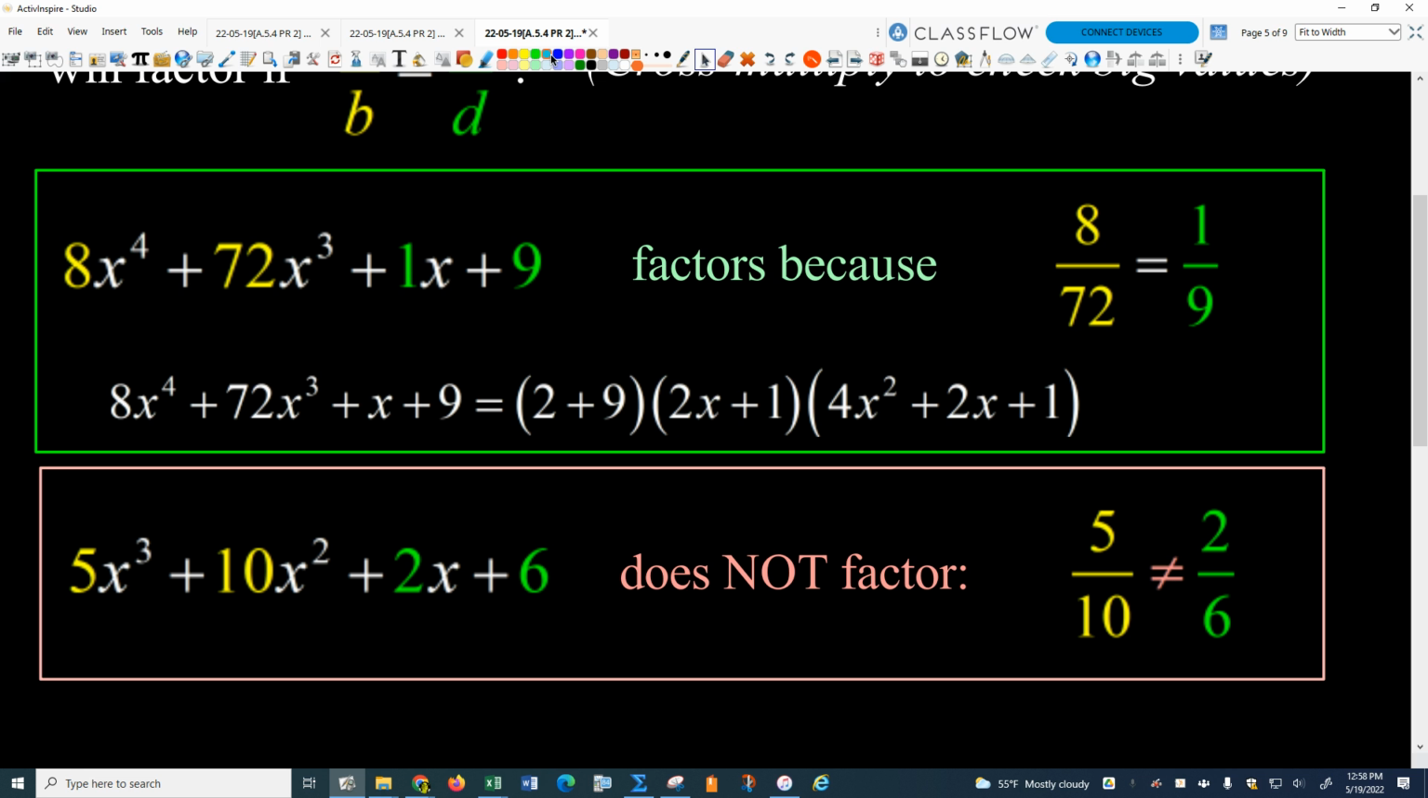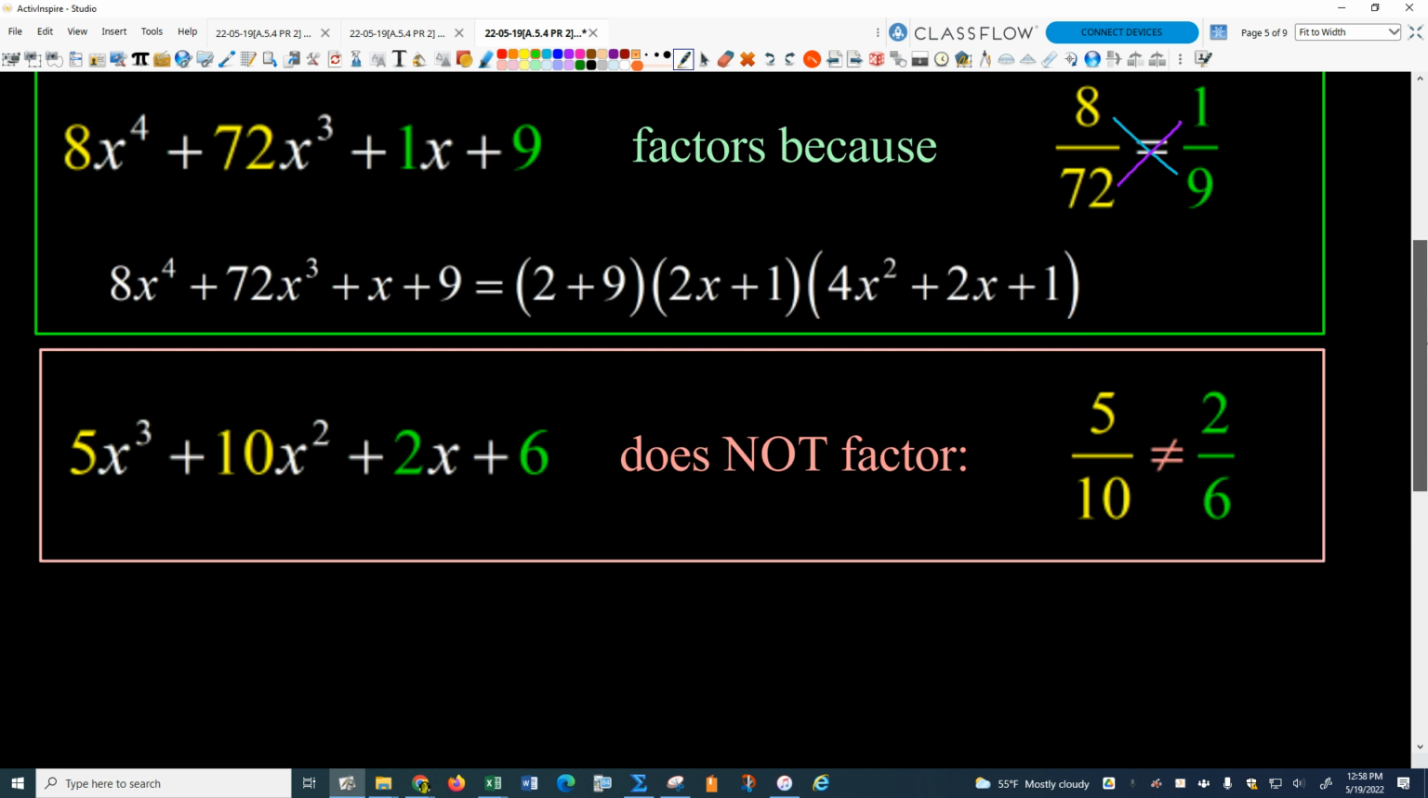So look what happens here. If I cross multiply, 8 times 9 is 72. 72 times 1 is 72, and those are equal. So this one checks. It does work, right?